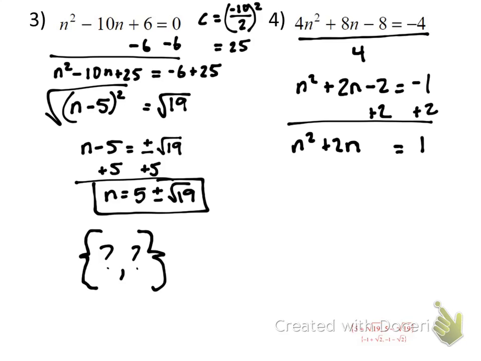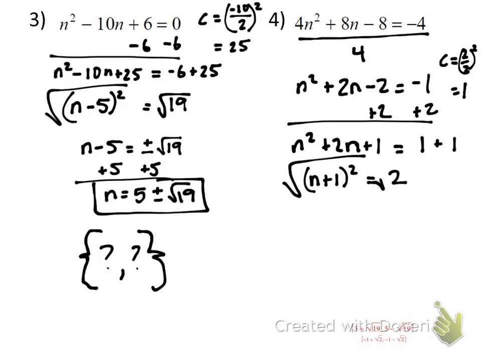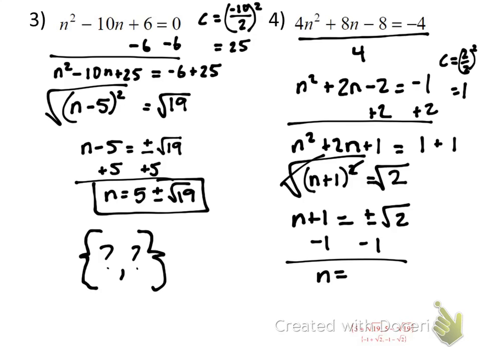And then I'm going to find c. Remember, c is going to be equal to b, in this case 2, over 2 squared, which is just going to be equal to 1. So I'm going to add 1 to both sides. When I add 1 to both sides, this becomes a perfect square trinomial. This is n plus 1 squared, which is equal to 2. Square root both sides. Squares come out, so we have n plus 1 is equal to plus or minus rad 2. Subtract 1 on both sides. n is equal to negative 1 plus or minus rad 2. There's your answer. Okay?